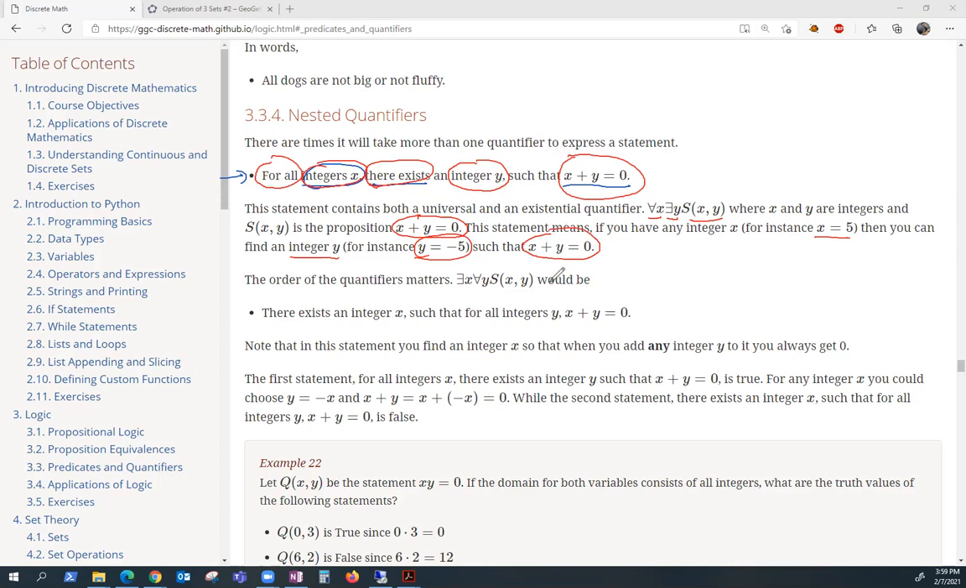The order of the quantifiers matters. This one would say there exists an x such that for every integer y, x plus y equals 0. That one's going to be false, because in this statement, you would find an integer so that no matter what you add to it, you would always get 0. So the first one is true, the second one is false. So the order of the quantifiers is very, very important. It can totally change the meaning of your statement.